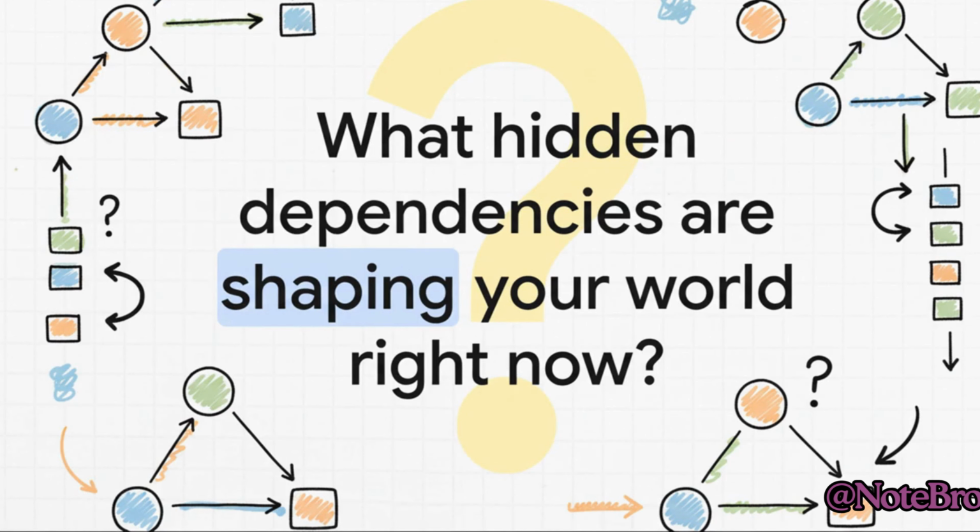From the way your phone boots up its apps to the sequence of traffic lights on your commute, our world is built on this hidden network of dependencies. So the next time you see some complex process just unfold seamlessly, maybe ask yourself, what hidden dependencies are shaping your world right now?